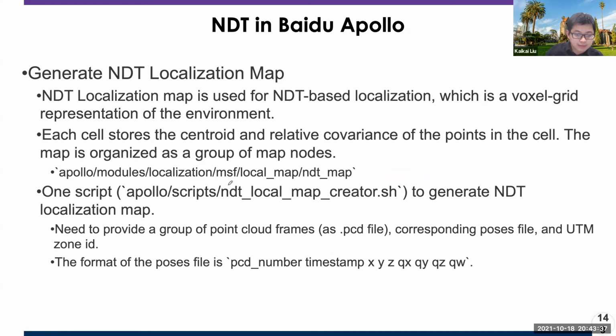They also have, under the localization module, the NDT map. You can also generate the NDT localization map, and you can see the code there. You need to list all the PCD files and create the NDT localization map. This kind of code is also available in Apollo's localization module, which utilizes the PCL point cloud library.